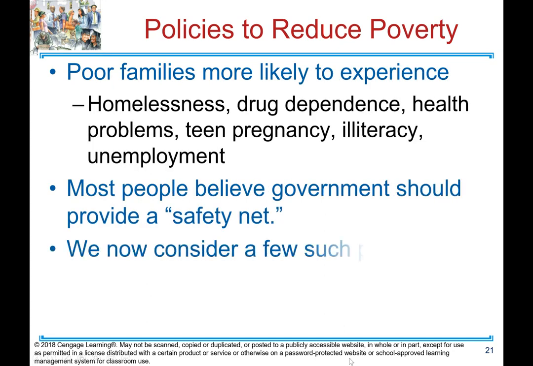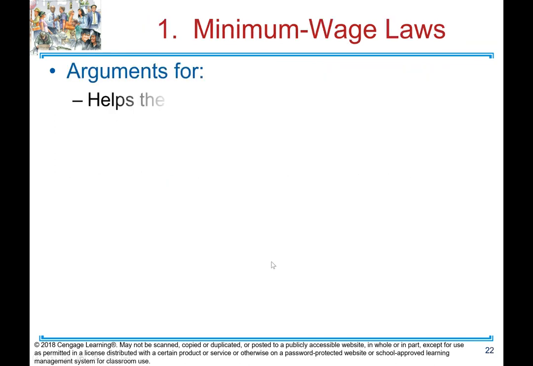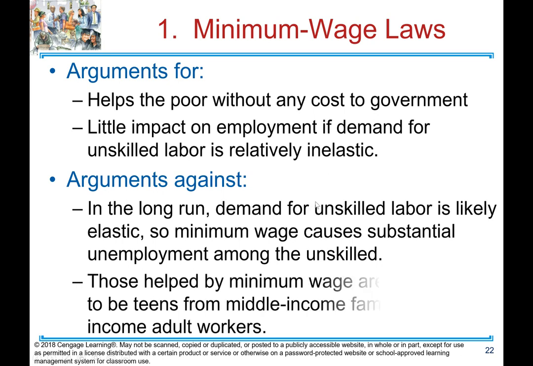Policies to reduce poverty. Poor families are more likely to experience homelessness, drug dependence, health problems, teen pregnancy, illiteracy, and unemployment. Most people believe government should provide a safety net, and we now consider a few such policies. Number one, minimum wage laws.